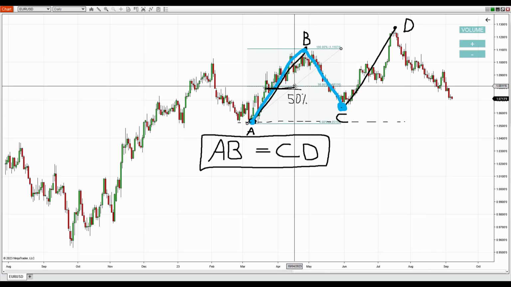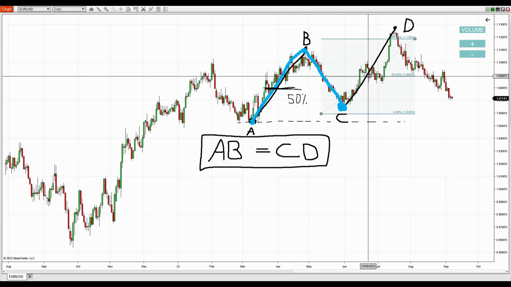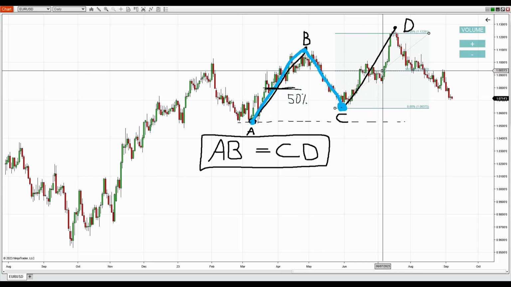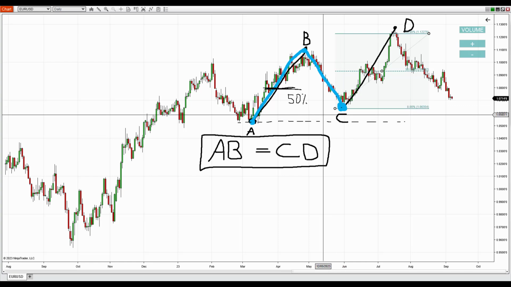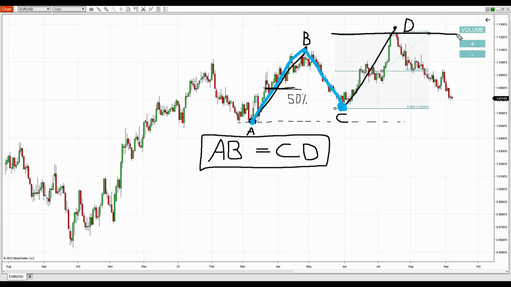Then I move it so the Fibo begins at point C, like this. And this line will point me to the point D. This is how you identify where the point D is, and from point D you go short. This is a short trade scenario.